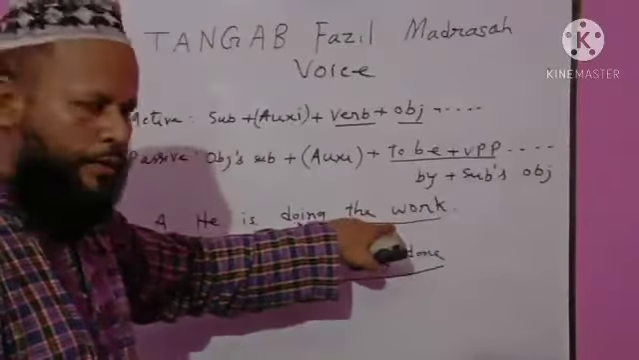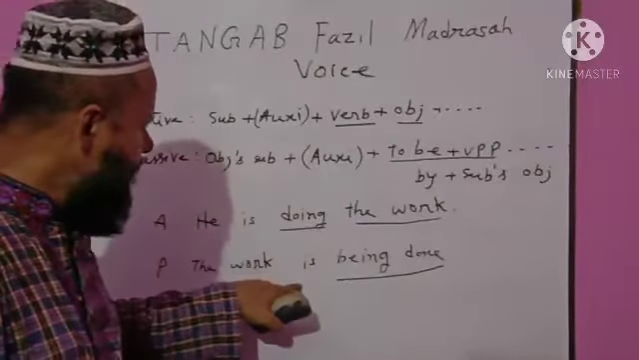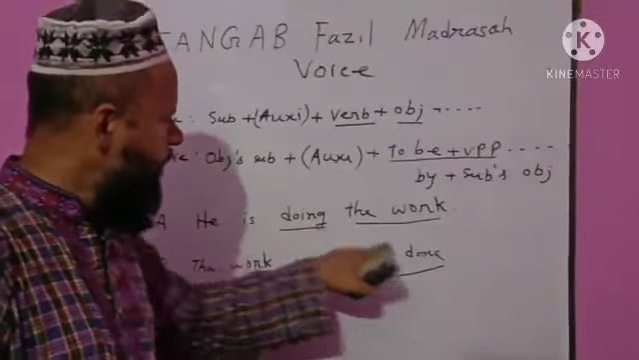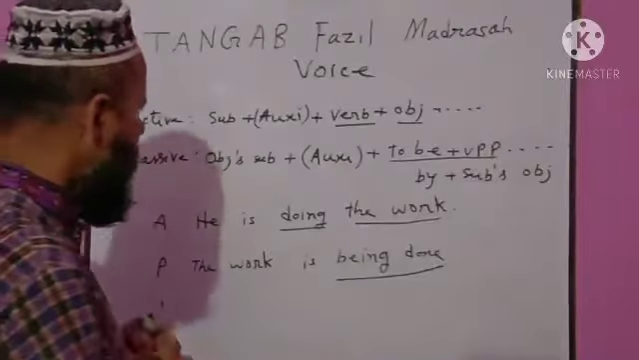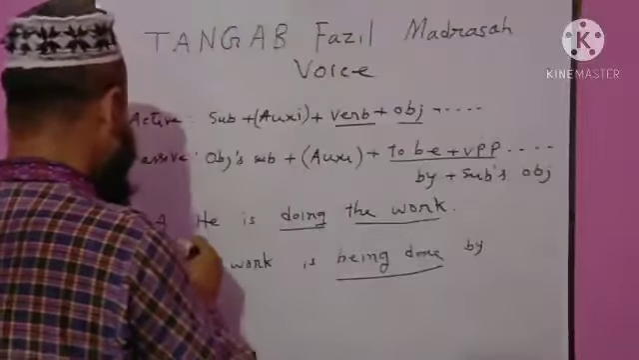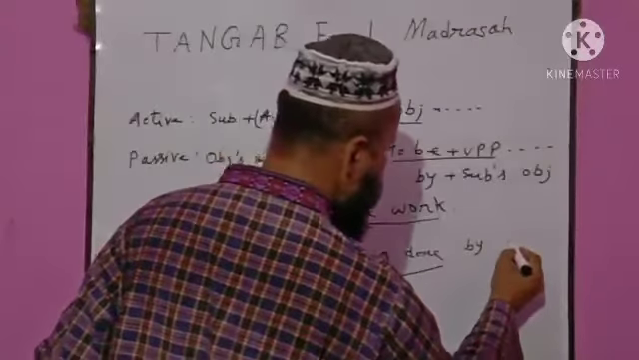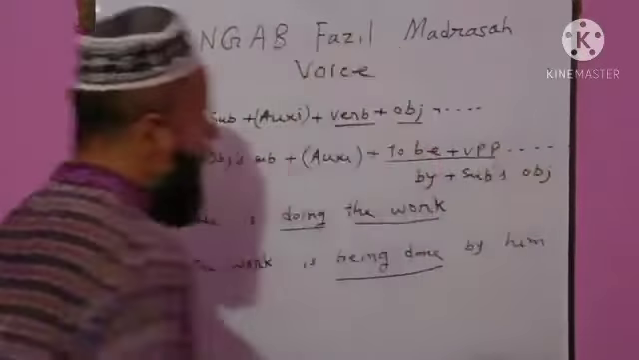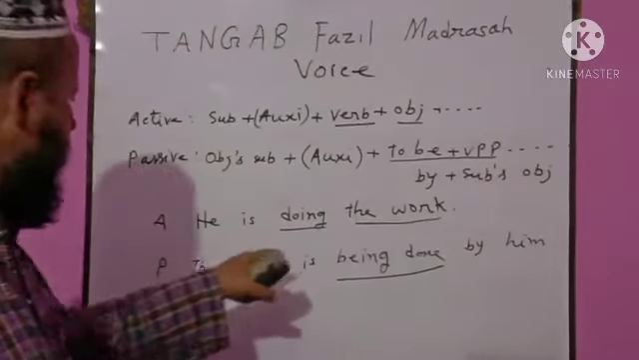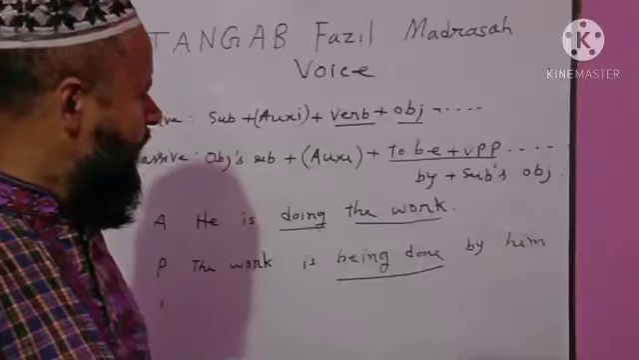The work, object is subject, the work. Then the given auxiliary verb. Then according to main verb, to be is being, and main verb done. Then by, a preposition, and the subject will be object. Object of he, him. Can you understand? He is doing the work. The work is being done by him.